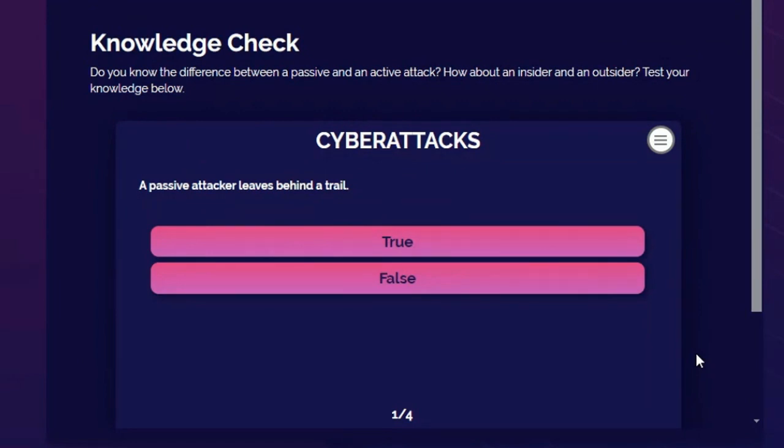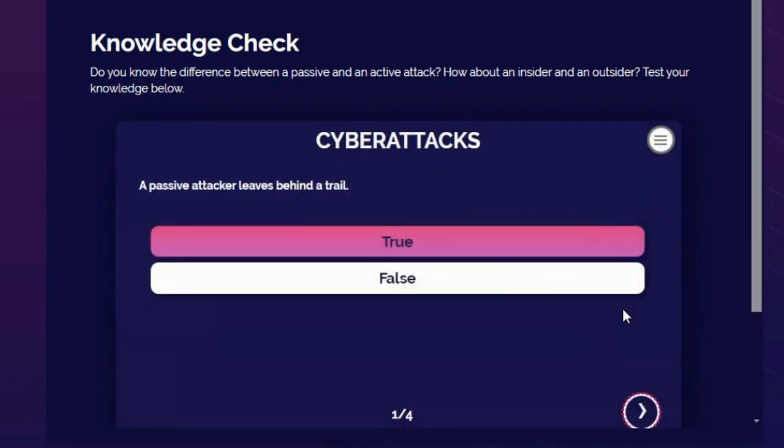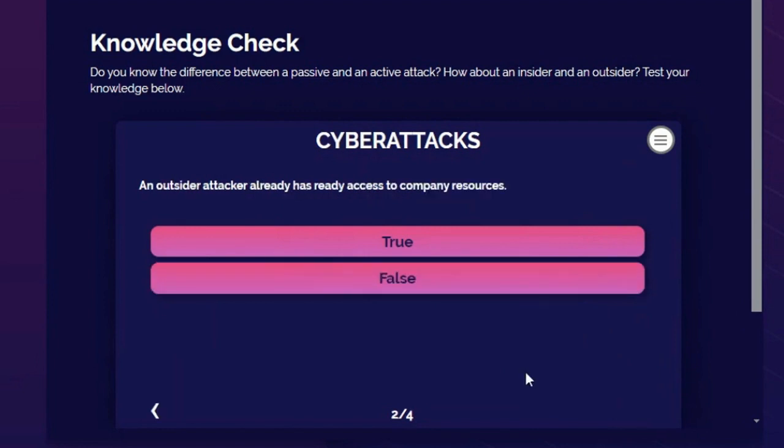As a rule. Zachary's right on top of it. He says, nope, that's false. Let's see. That's correct, because they don't want anyone to know, they try to make sure they slip in and out without anyone knowing. Doesn't always work, but that's, as a rule, passive attackers.